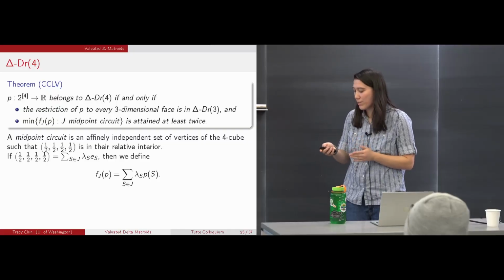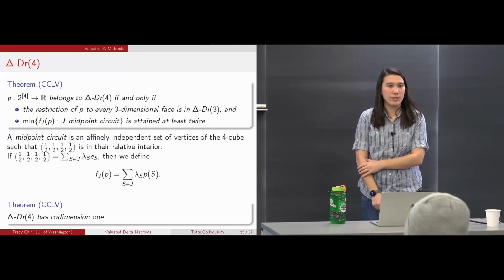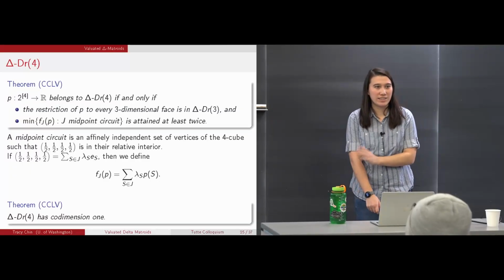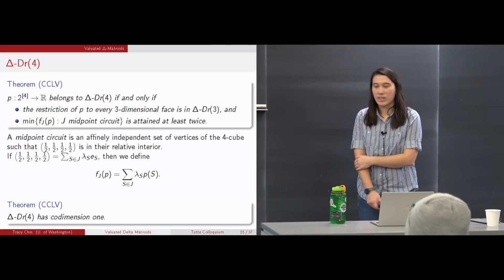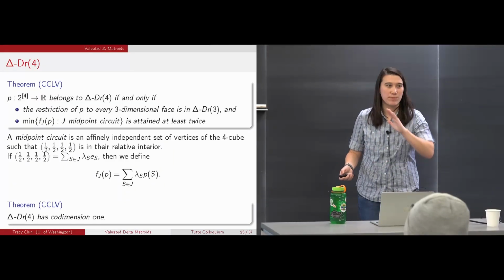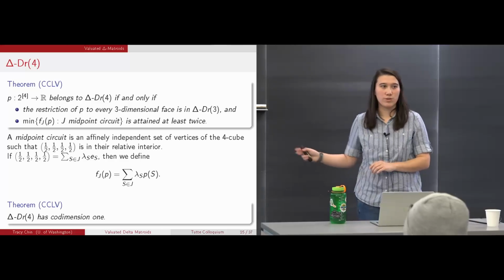So the main reason why I want to write it that way is that now we see that we can no longer be full dimensional. We have some minimum that has to be attained at least twice. And it turns out that you can write down a subdivision where this minimum is attained exactly twice and everything else is inequalities. So it's codimension exactly 1.